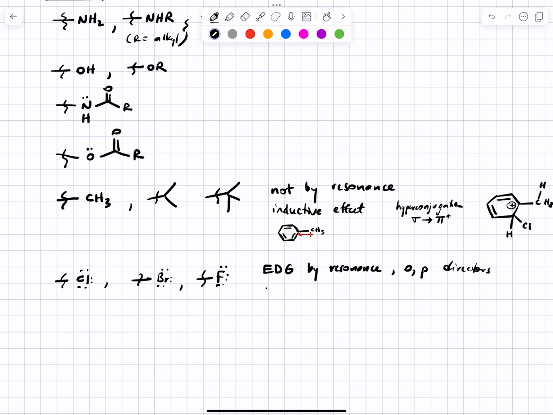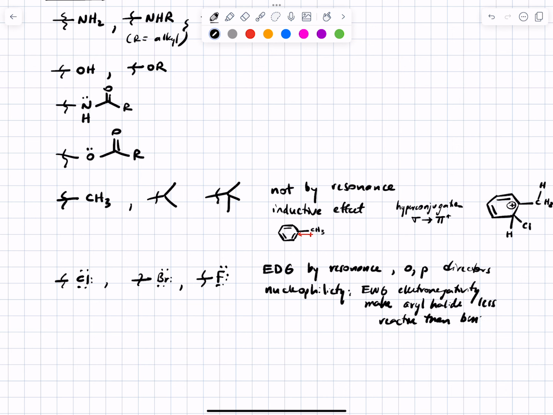But in terms of nucleophilicity, they are electron withdrawing groups due to electronegativity. And in fact, they make the corresponding aryl halide less reactive than benzene.